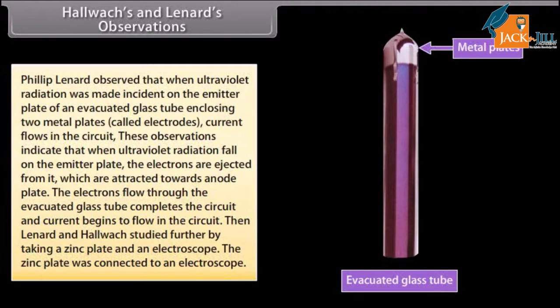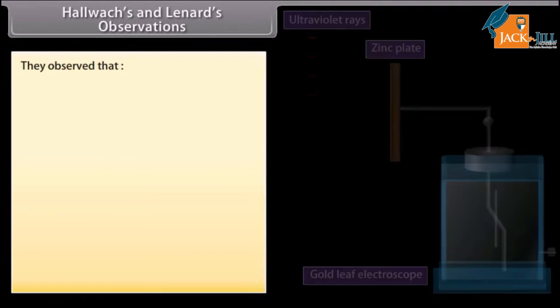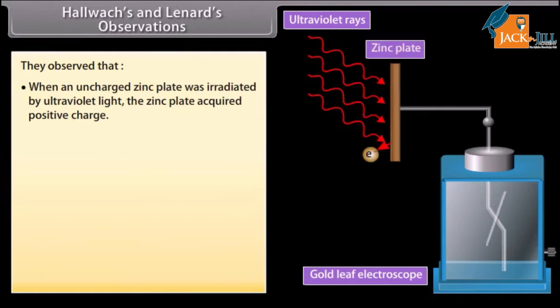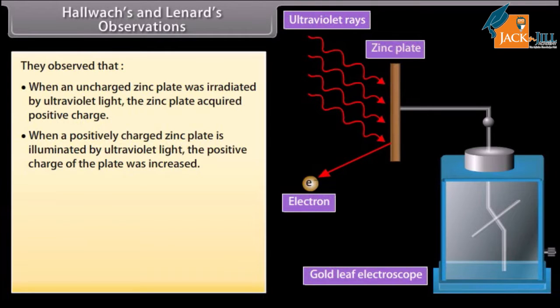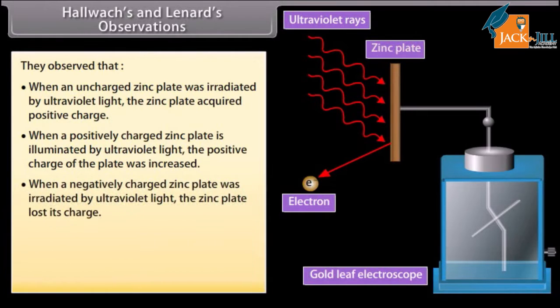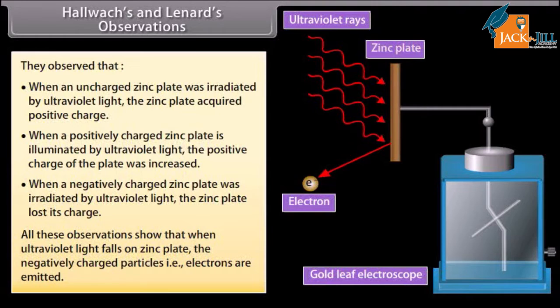Then Lenard and Hallwachs studied further by taking a zinc plate and an electroscope. The zinc plate was connected to an electroscope. They observed that when an uncharged zinc plate was irradiated by ultraviolet light, the zinc plate acquired positive charge. When a positively charged zinc plate is illuminated by ultraviolet light, the positive charge of the plate was increased. When a negatively charged zinc plate was irradiated by ultraviolet light, the zinc plate lost its charge. All these observations show that when ultraviolet light falls on zinc plate, the negatively charged particles, that is, electrons, are emitted.